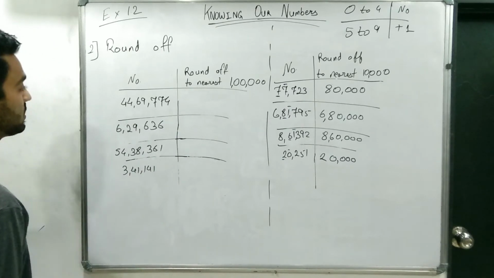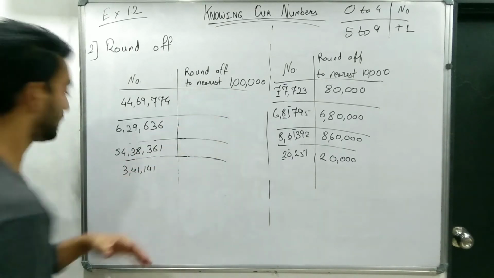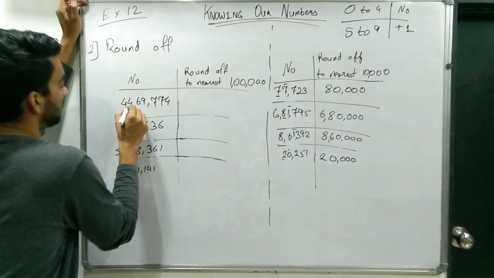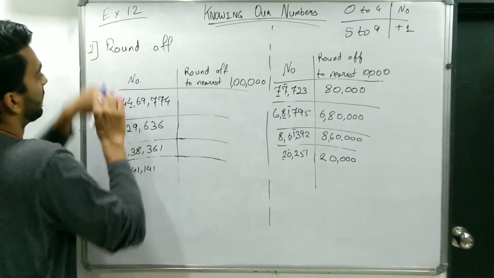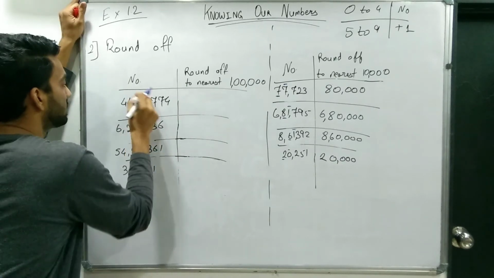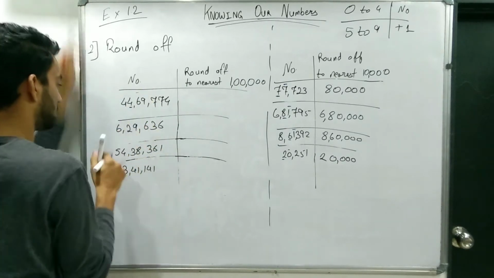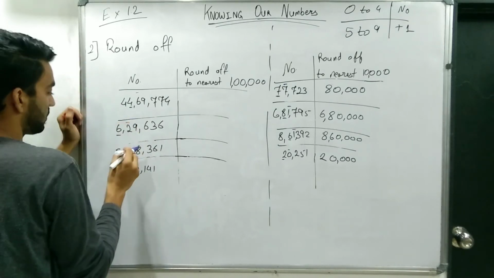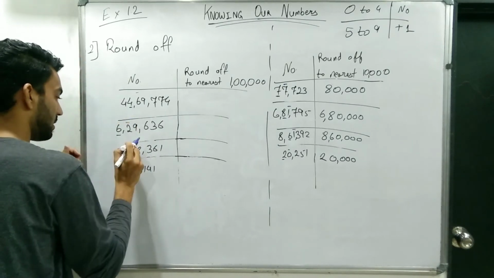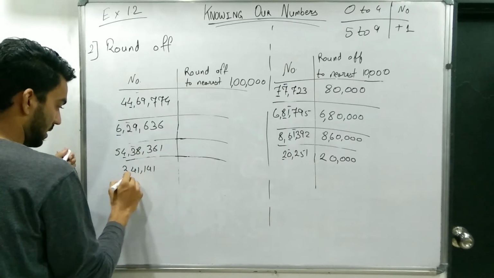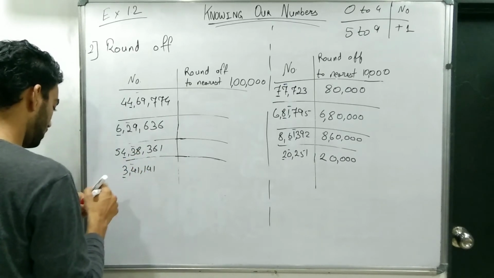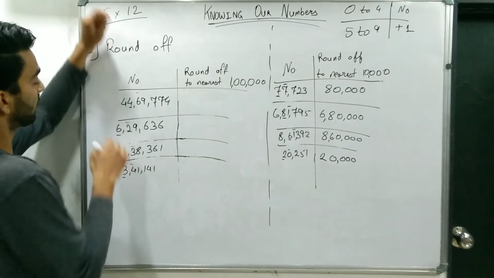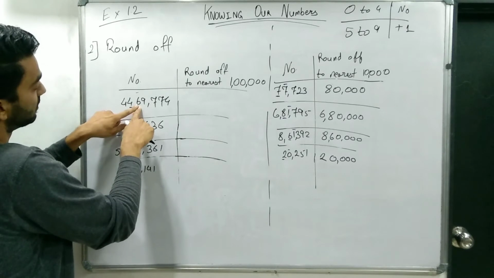So these are the numbers we have to round off to the nearest lakh. I'll mark the lakhs place and the next digit, that is the 10,000s place. This is the lakhs place, this is the 10,000s place, this is the lakhs place, this is the 10,000s place, this is the lakhs place, and this is the 10,000s place. So you will be able to understand clearly.